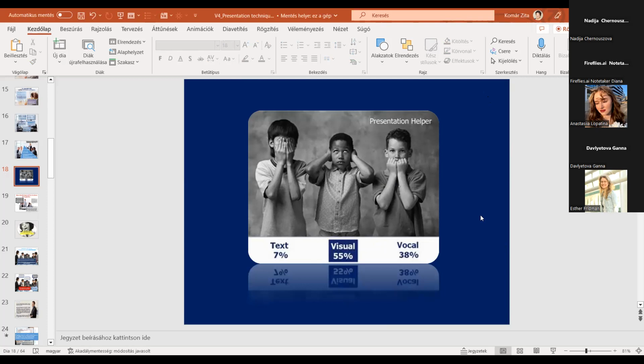Sad thing is that the textual part is only 7% according to how the audience perceives the message. So it's not the speaker's point of view right now that we're having, but the audience's point of view, the listener's point of view. So it's just 7%. The visual is more than half of the whole presentation, 55%, and the vocal is 38%.